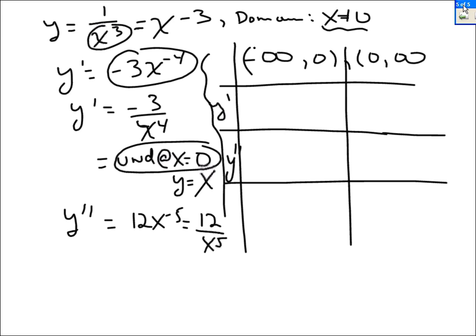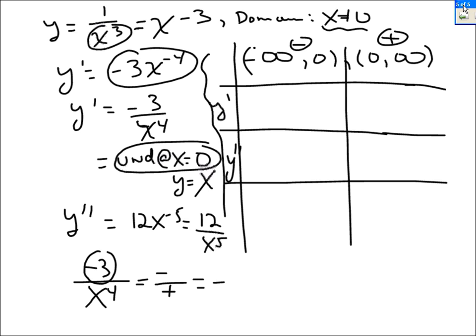Well, y prime is negative 3 over x to the 4th. Now notice we're skipping 0 anyways. So, I mean, here x is negative, here x is positive. You raise it to the 4th power, it's always going to be positive. And the top is always going to be negative. So it's always negative. It's going down, and then it goes down some more.